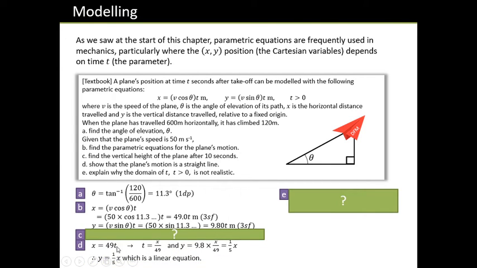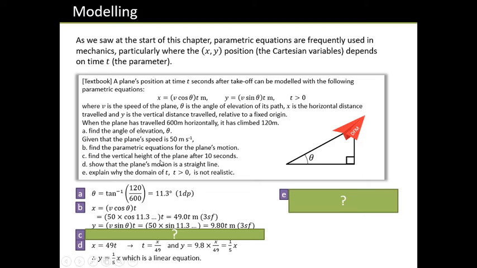You know your x is equal to 49t, so t is x over 49, and then as you have an expression for y in terms of t, you could substitute that expression for t in to get y equals a fifth x, which is a linear equation. I realised after I said that we'd skipped over part C: find the vertical height of the plane after 10 seconds. Pause, have a think, have a go, and then click play.